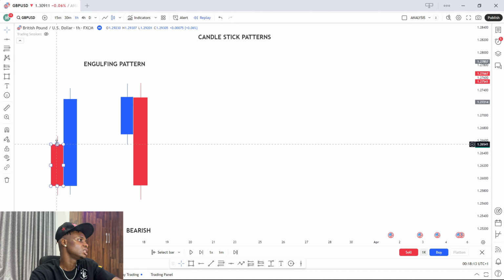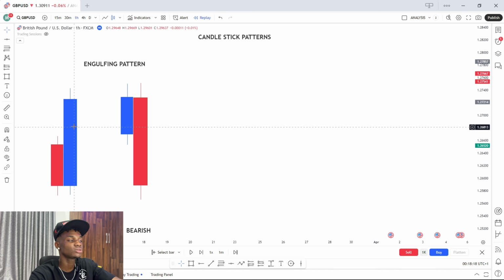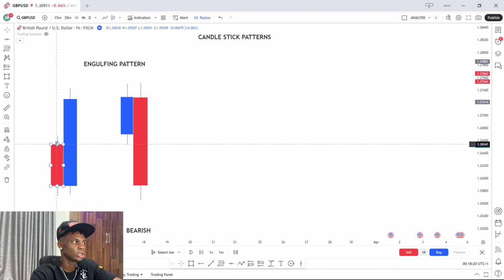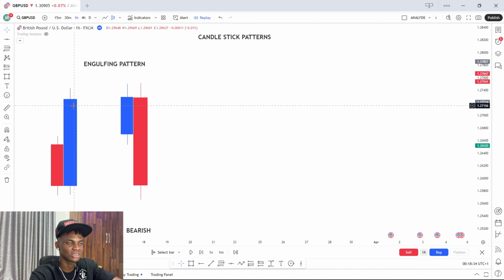Now, you have a red candle and a blue candle. The blue candle is twice the height, even sometimes 3 times the height as the red candle. What does that mean? This means that the sellers in the market initially, which is indicated by this red candle, got weaker and the buyers overpowered them drastically. It means the sellers in the market got weaker, then the buyers overpowered them with this indication of buying strength.